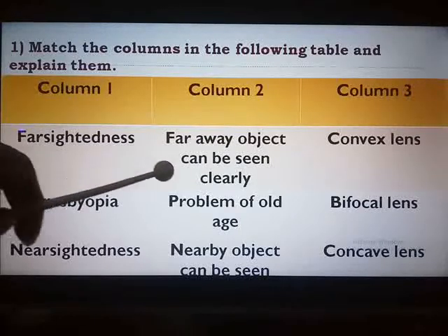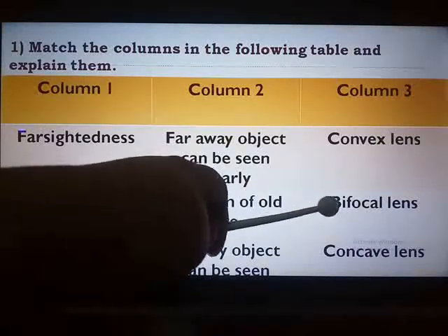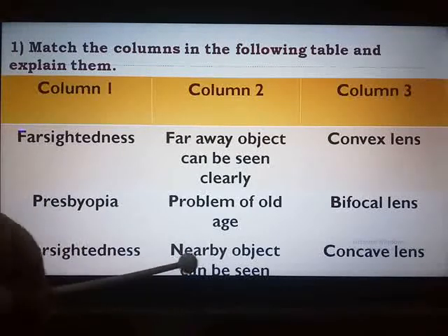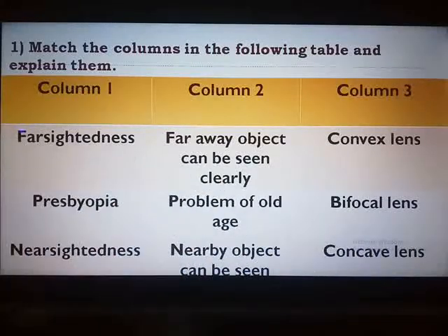Presbyopia, you know it is the old age problem and can be corrected by using a bifocal lens. The last one, nearsightedness, word itself tells you nearby object can be seen and can be corrected by using a concave lens. I hope you have matched the columns.